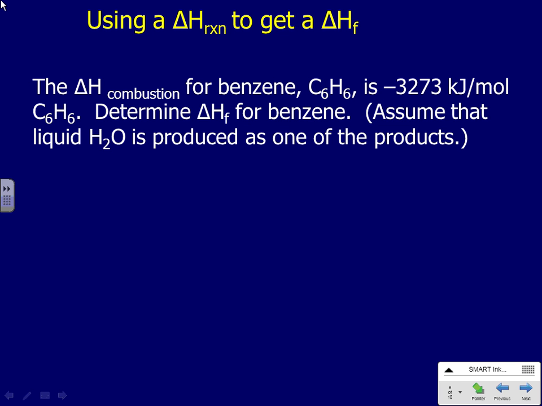But it's important that we have a complete table of formation reactions so that we can do the stuff that we've been doing. So this is a method in which sometimes we can find formation reactions for chemicals that are not easily formed in a formation reaction.